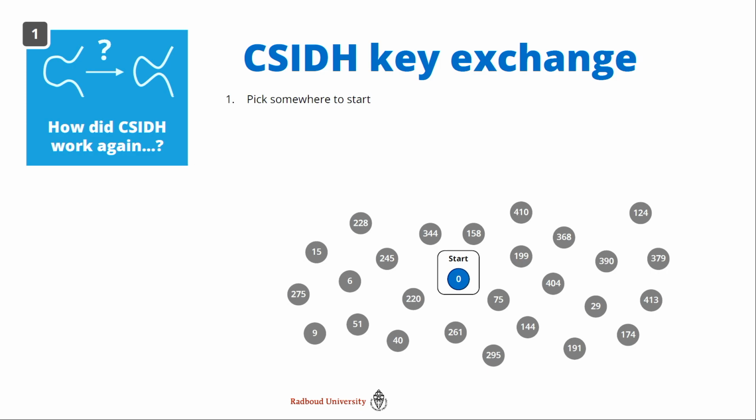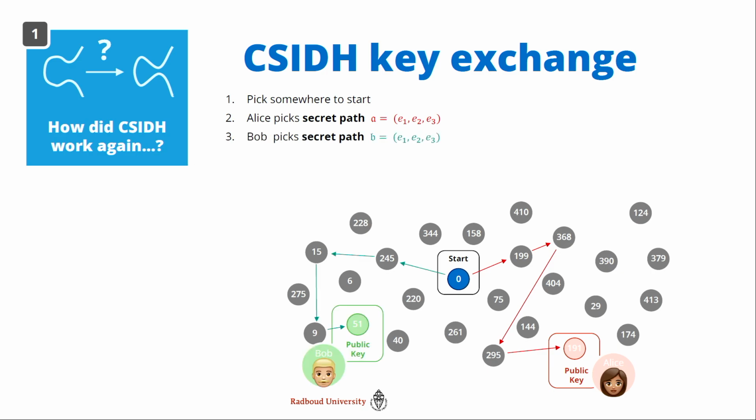And then we get quite easily also a key exchange. It's very easy to explain now. Let's say we decide on some starting curve, and 0 is a very good starting curve for this. Then Alice can just take some sort of secret path there, as we just explained with these degrees, and she ends up at some curve, for example, 191, and she can make that into her public key. And Bob can do the same thing and end up at 51.